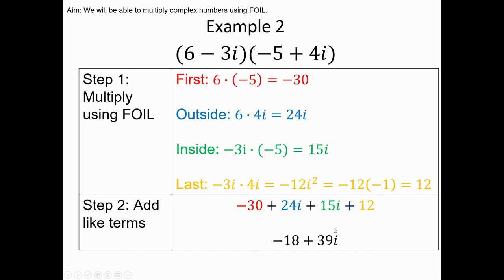And then we can combine our like terms. If you don't know where those numbers came from, -30 plus 12 gives us our normal number. And then the imaginary terms, 24i and 15i, gave us 39i.